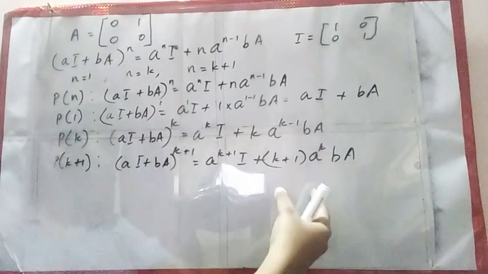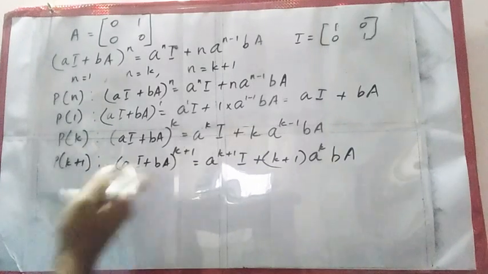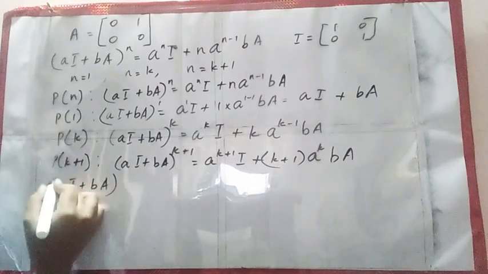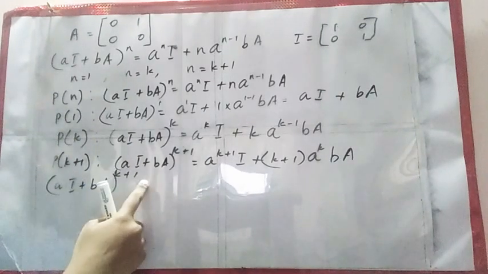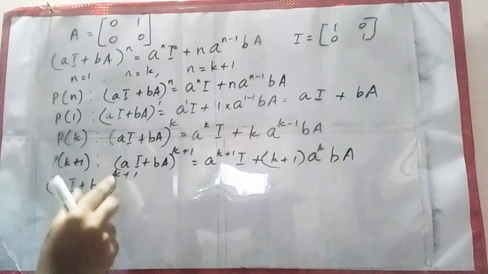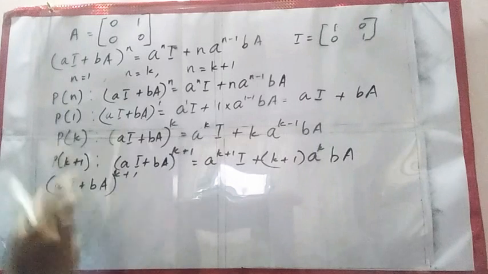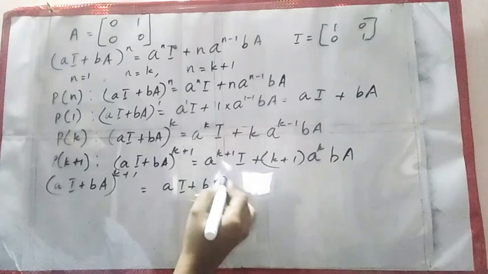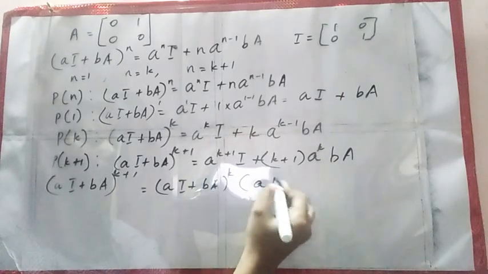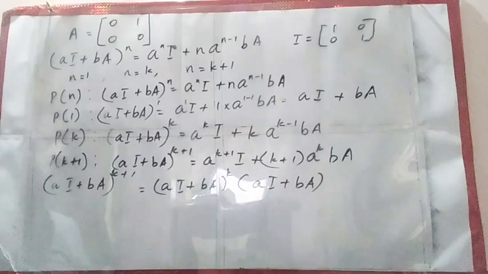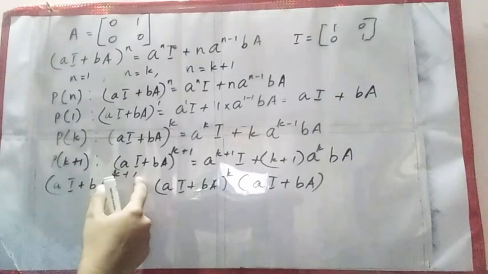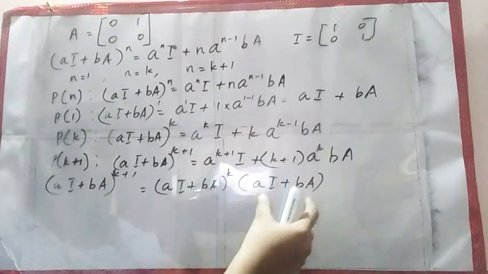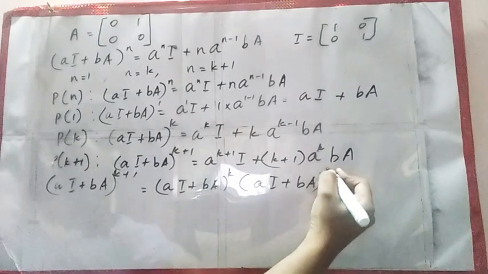In order to prove this, we will take the left hand side. That is, we consider (aI + bA)^(k+1). Here the power is k plus 1, isn't it? Now we are going to split this power k plus 1 into k and 1. That is, we can write it as (aI + bA)^k into (aI + bA). So (aI + bA)^(k+1) is split into (aI + bA)^k into (aI + bA)^1.